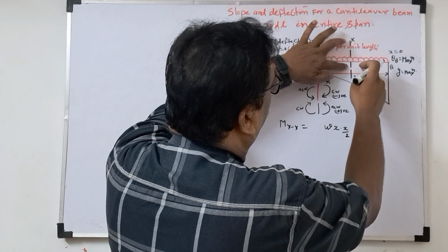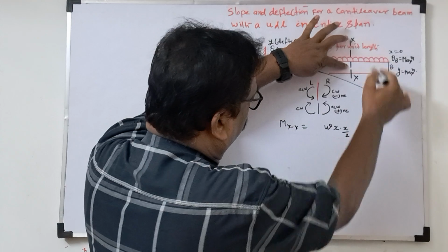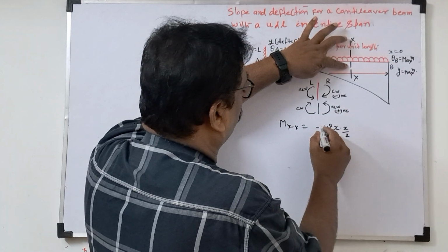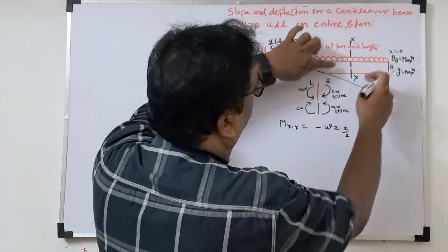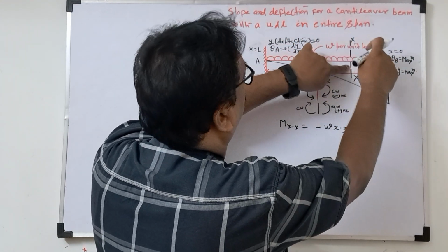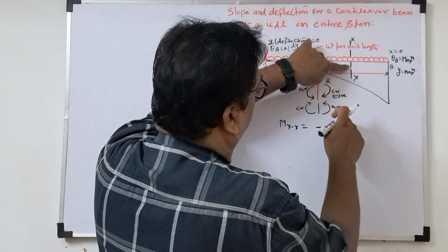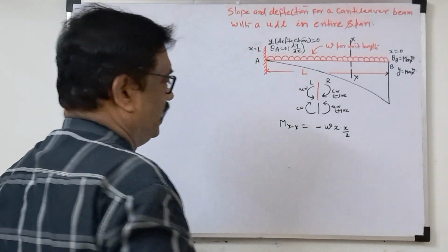Now, what is the sign? See here, I am taking from the right side. On the right side, this is clockwise, and clockwise will be negative, so the sign will be negative. Listen again: we are taking the right side, and about xx the bending moment rotation is clockwise. So it is W into x by 2, the half distance. This is the bending moment about xx.